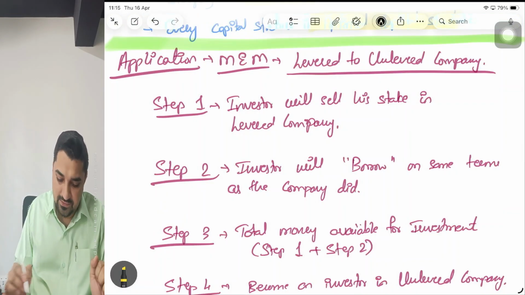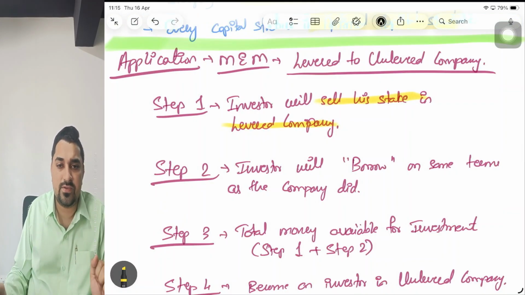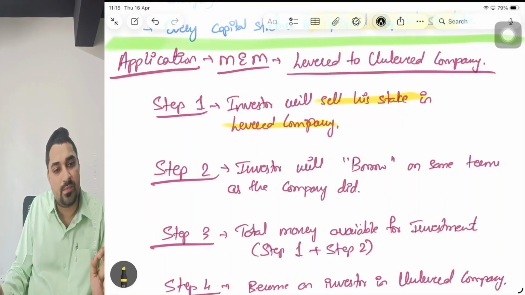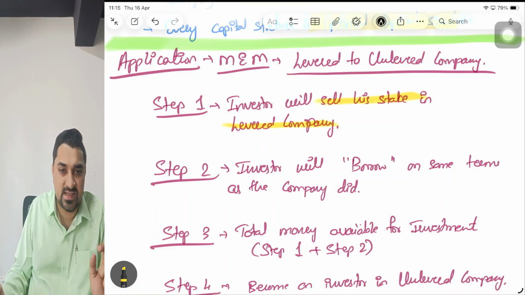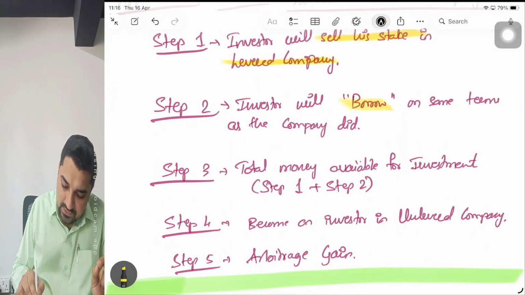The investor will first sell his stake in the levered company. Currently, I'm a shareholder of a levered company. I will sell those shares. Suppose I'm a 10% shareholder, it means I'll sell my 10% shares in the levered company. Step 2, very, very important, is step 2. The investor will borrow.